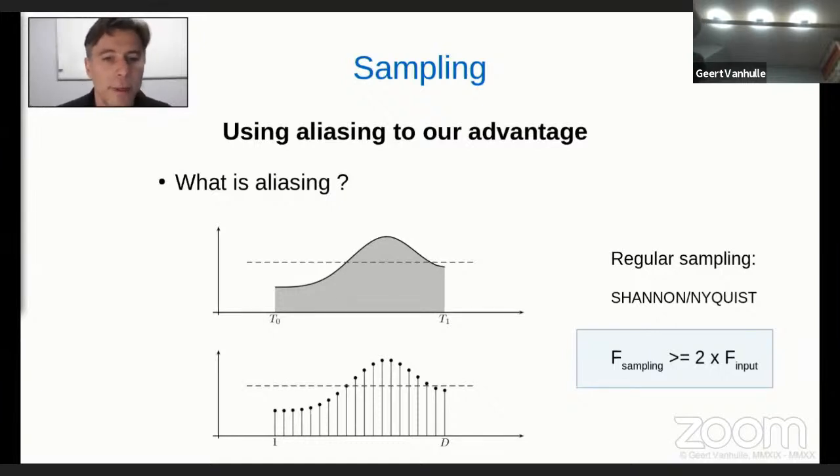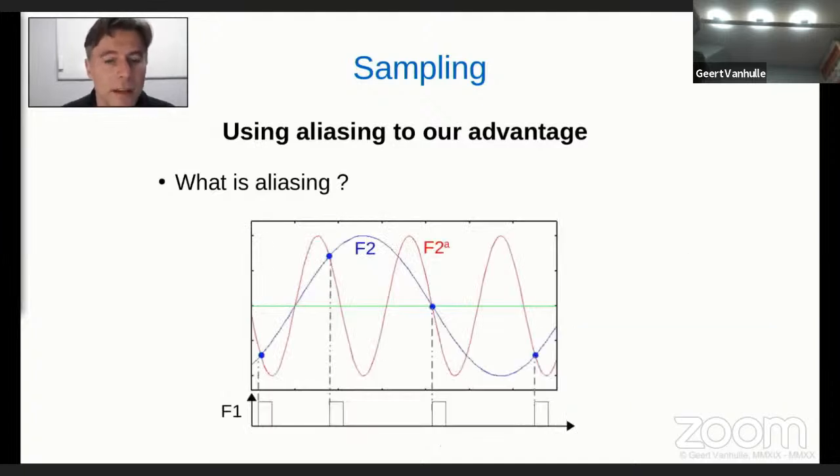And for people who are not familiar with aliasing, I will quickly go through it. If we do a regular sampling of a signal, we go from a continuous wave to a discrete series of numbers. The Shannon-Nyquist formula says that we have to sample with double the frequency that we want to sample. Okay, so this is the typical sampling formula. Now, what is then aliasing?